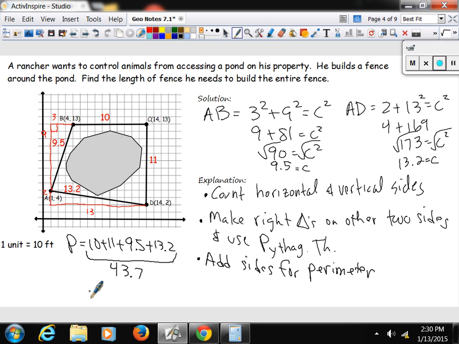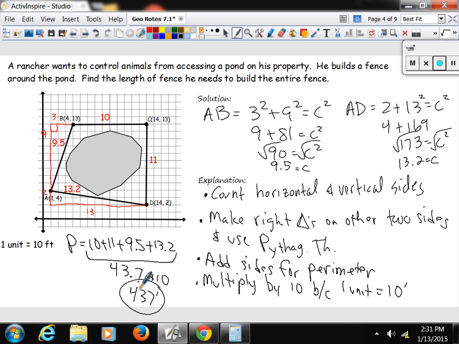Now, what's the last thing we have to do? We've got to multiply by 10 because 1 unit equals 10 feet. So we're going to multiply this by 10, and he's going to get 437 feet of fence. Now, he'll probably want to get a little bit more than that because you always make a few mistakes here and there. So you never want to buy the exact amount. So you probably want to buy 440 or 450 feet just to have that extra, just in case.